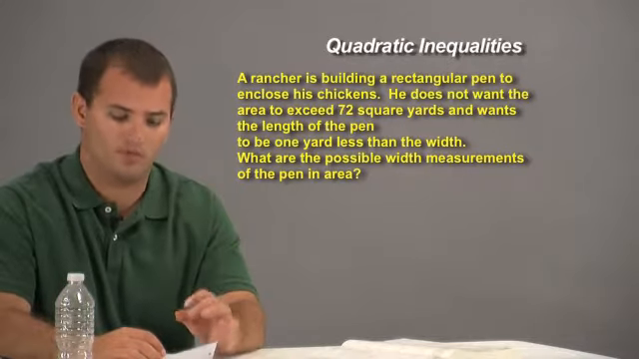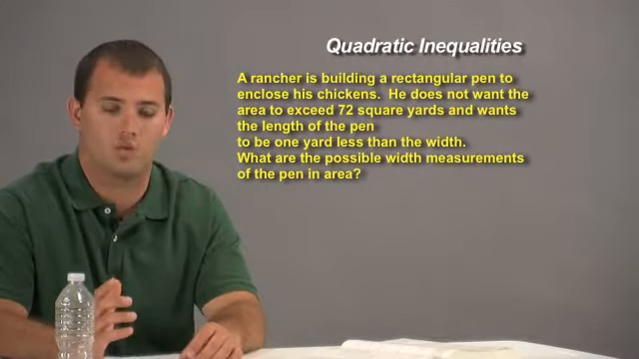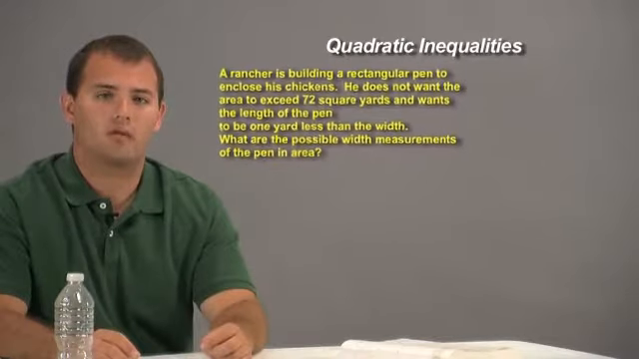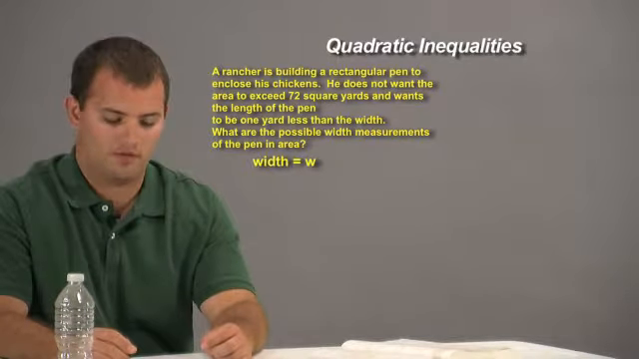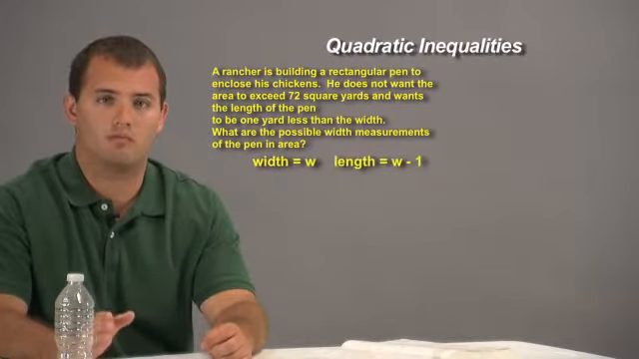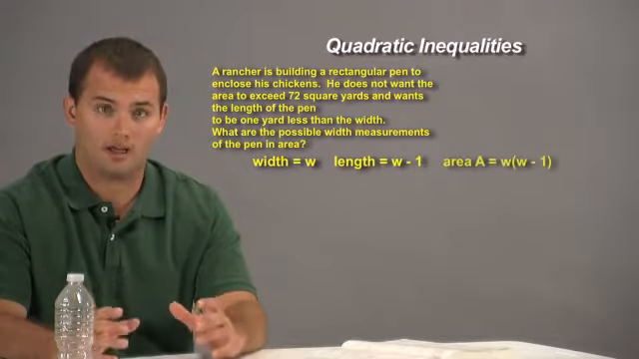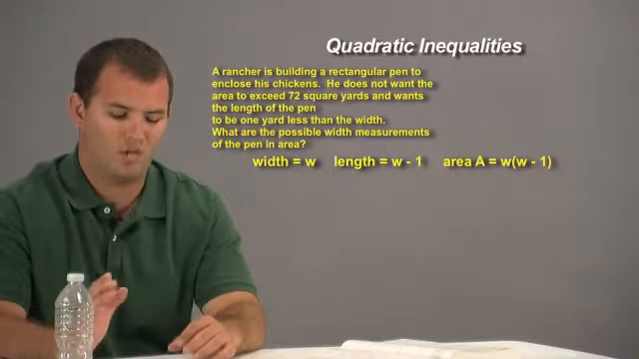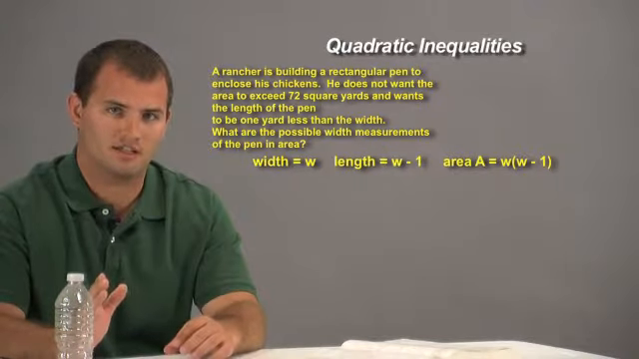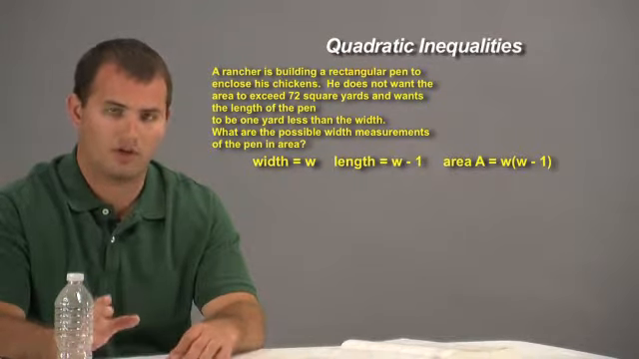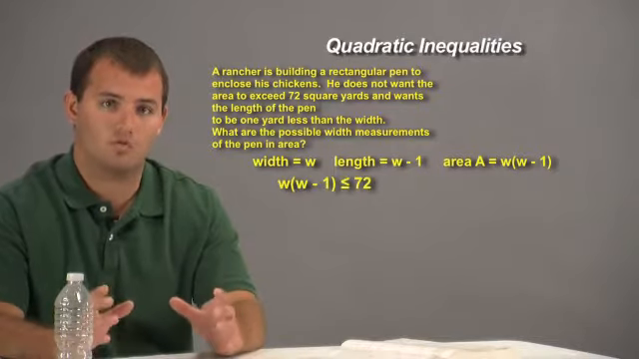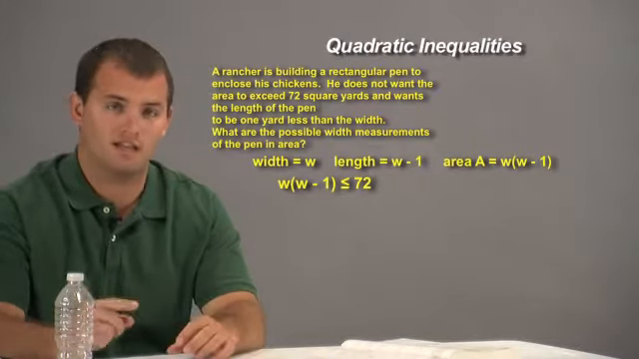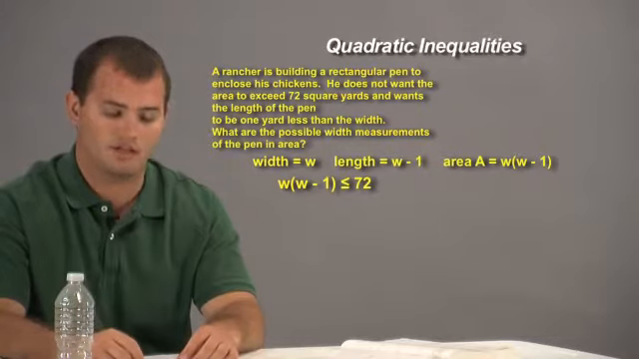To approach this problem, the first thing we need to do is formulate the inequality. We will let the variable w denote the width, and the length will be equal to w minus 1. So area is equal to w times the quantity w minus 1. But we know that the area must not exceed 72 square yards. So here's our inequality: w times the quantity w minus 1 must be less than or equal to 72.